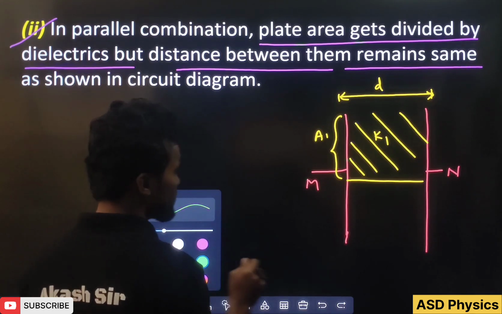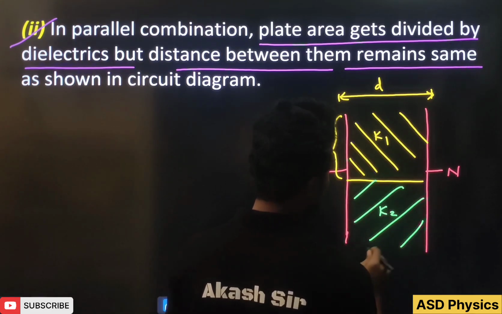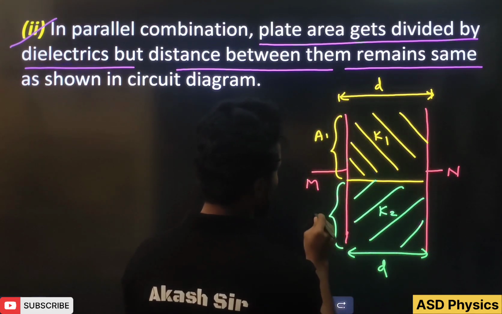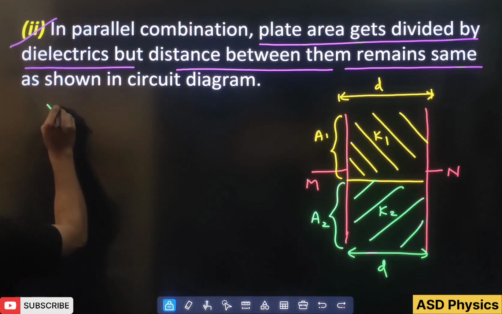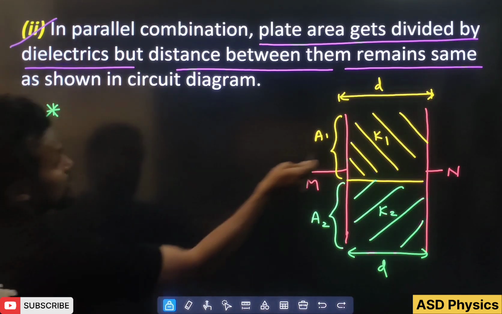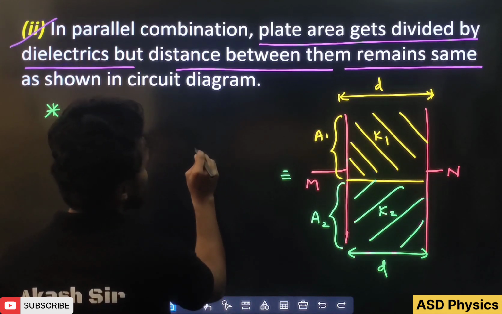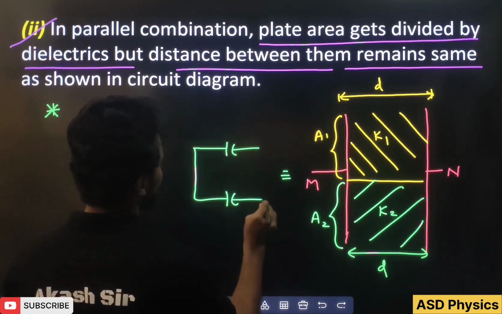Okay, similarly if we go for the second one, this is the second one here. Let's take the dielectric constant is K2, distance again D, and let's take this area is A2. So students, if I write the individual values, let me draw the equivalent here. The equivalent will be like this.